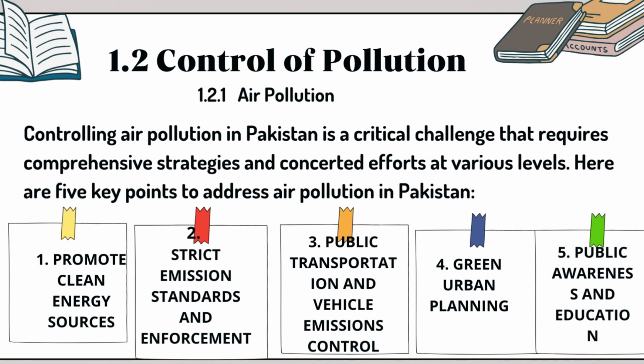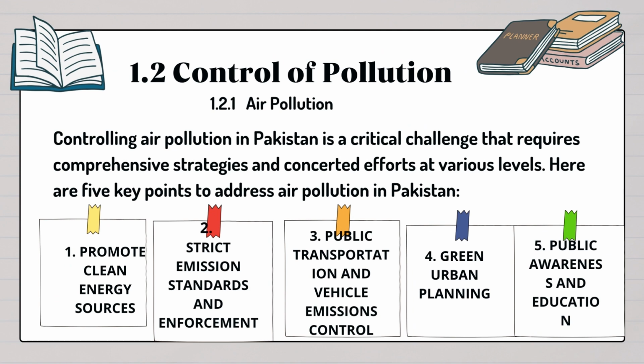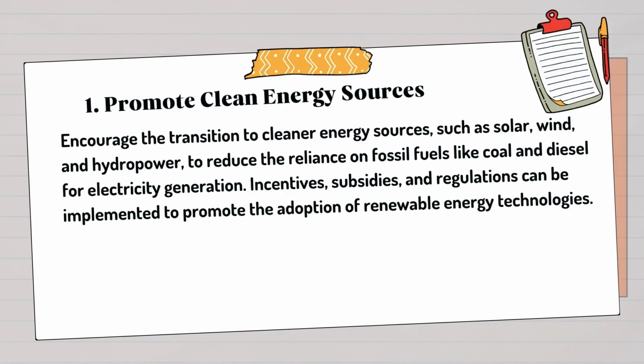Air pollution. Controlling air pollution in Pakistan is a critical challenge and requires comprehensive strategies and concerted efforts at various levels. Here are 5 key points to address air pollution in Pakistan. Point number 1, promote clean energy sources. Encourage the conversion to cleaner energy sources such as solar, wind, and hydropower to reduce the reliance on fossil fuels like coal and diesel for electricity generation. Incentives, subsidies, and regulation can be implemented to promote the adoption of renewable energy technologies.